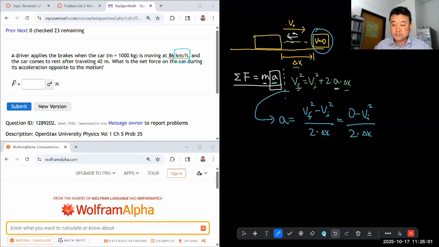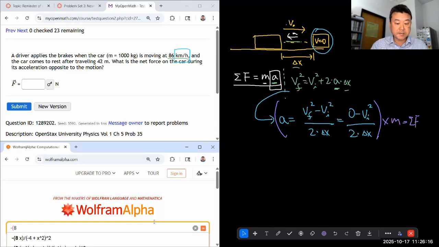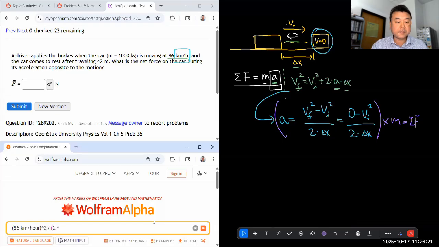So once I have this, all I have to do is multiply it by the mass. That'll give me the number I'm looking for, net force. So I'll do the rest in Wolfram Alpha. So 0 minus the V initial, 86 kilometers per hour squared, divided by 2 times delta x, 42 meters. Now that I'm putting in a unit for one of the quantities, to let Wolfram Alpha do the unit conversion, I have to put in the unit for everything. That times the mass, 1000 kilograms.